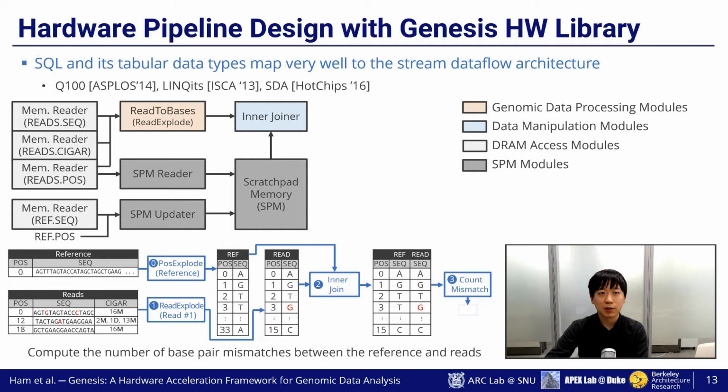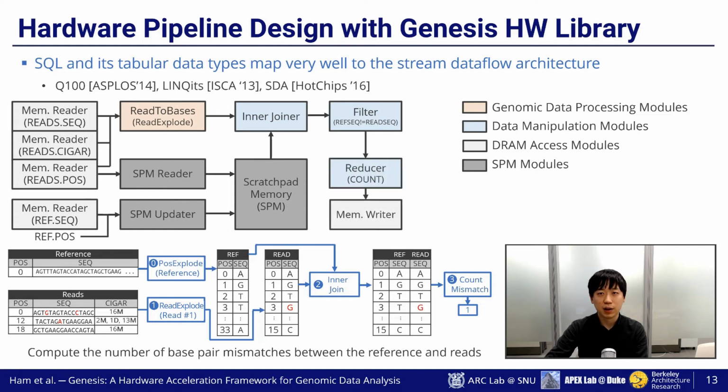The final step is to count the mismatch between ref_seg column and read_seg column. For this purpose, the output of the inner joiner is passed to the filter hardware module, which filters out rows where the reference sequence and the read sequence match. The output of the filter module then only contains the mismatched rows, and the reducer counts the number of such cases and passes the final value to the memory writer, which stores this value.